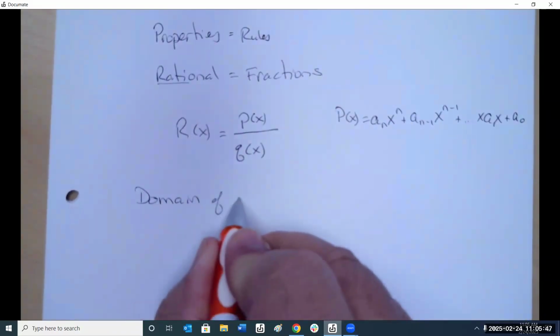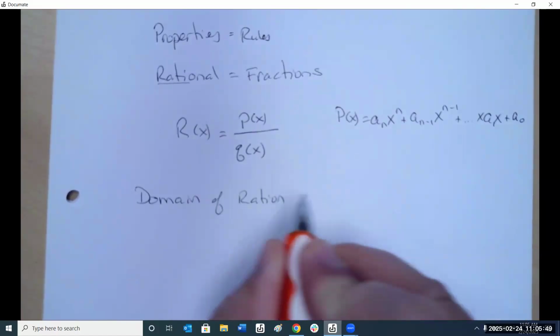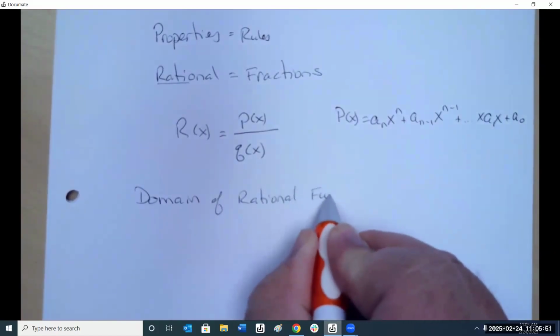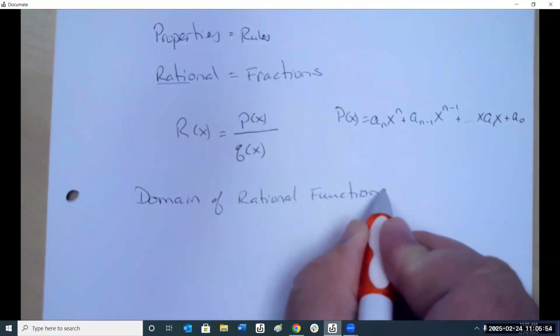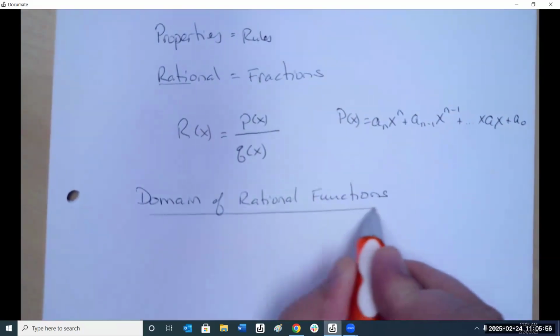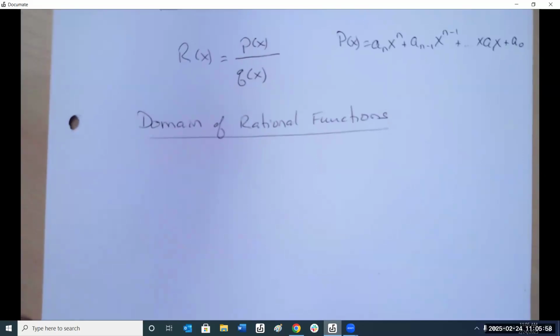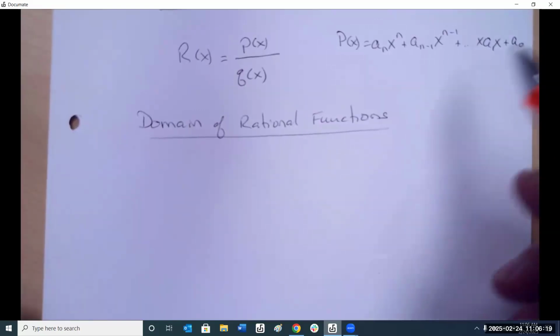What's the domain of rational functions? What do you think would define the domain of a rational function? Yes, where Q of X does not equal 0. Since that's an important thing, yes. But there's one other thing: what about the numerator?